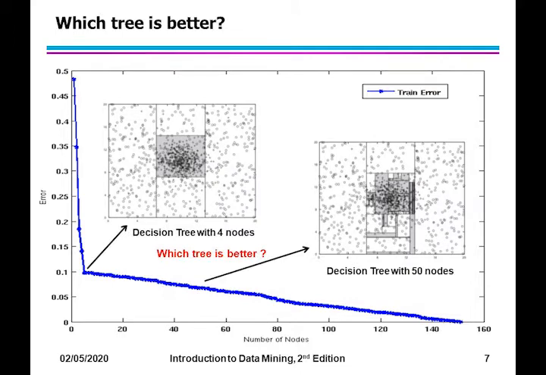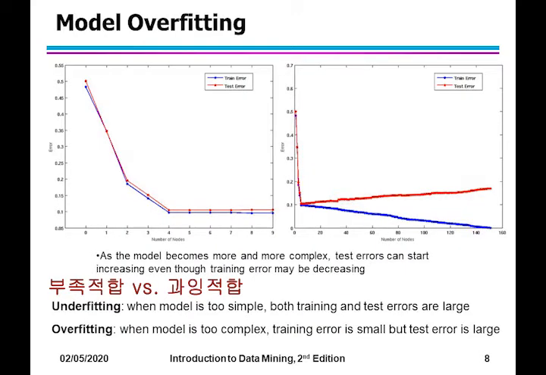우리는 여기서 which tree is better? 어떤 트리가 더 나은지에 대해서 질문을 던질 수 있습니다. 에러가 작은 것만이 반드시 좋은 선택은 아니라는 뜻입니다. 모델 오버피팅은 모델 과잉 접합입니다.